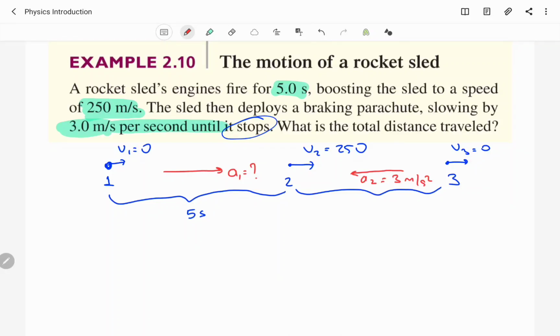So the question: we need to find the total distance, the distance between point 1 and point 3. As you see, we can divide this problem into 2 different parts. The first part is the trip between point 1 and 2. The second one is the trip between point 2 and 3. In both cases, acceleration is constant. In the first part, it accelerates. In the second part, it decelerates. Deceleration means velocity decreases. So let's write some equations, and we'll see which one will be useful for us.